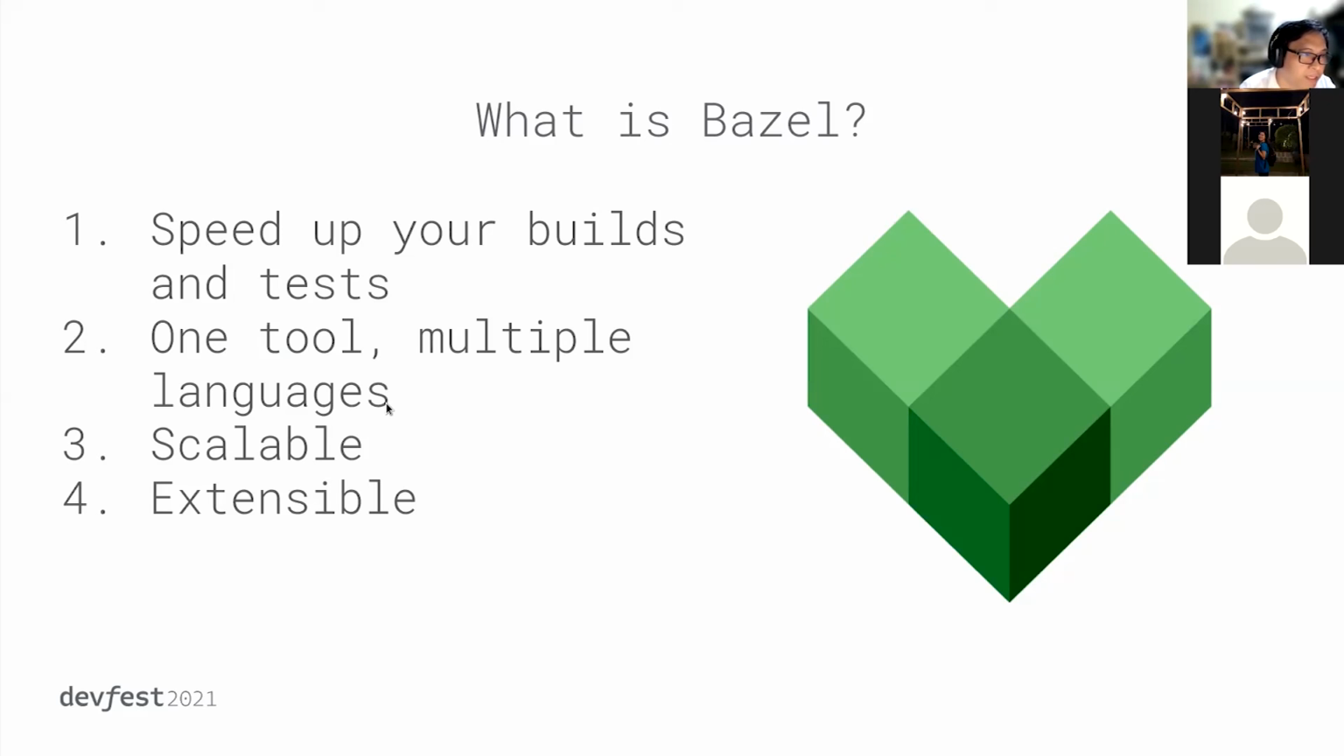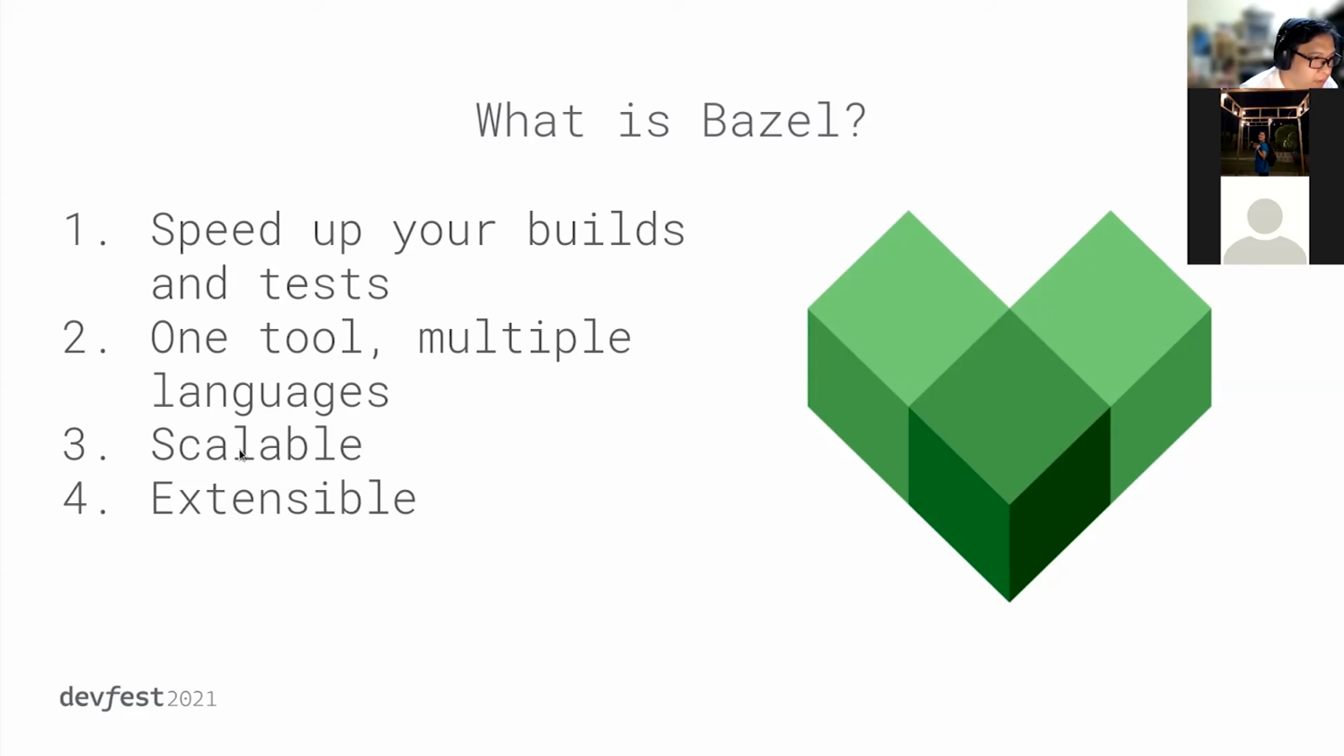So Bazel comes in. It says it speeds up the builds, because when you have polyrepo, the advantage of having polyrepos would be that your builds would be parallel, because every repository has its own build system. So when you have a monorepo, then you have a single build structure. So Bazel promises that it speeds up your builds and tests. Second, one tool, multiple languages.